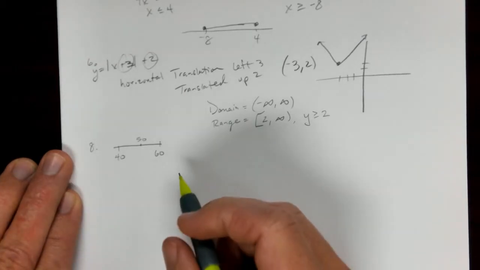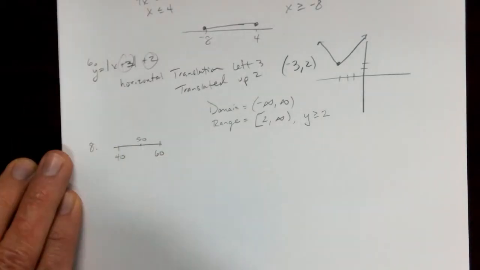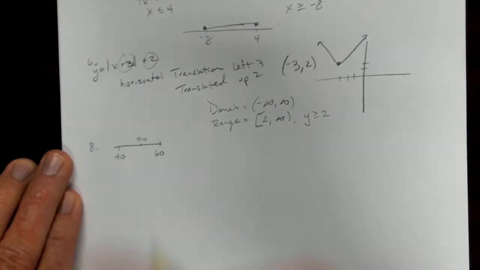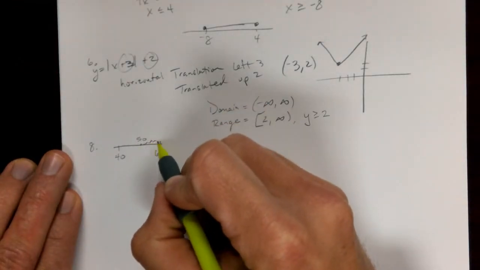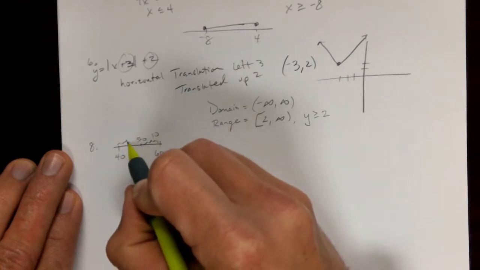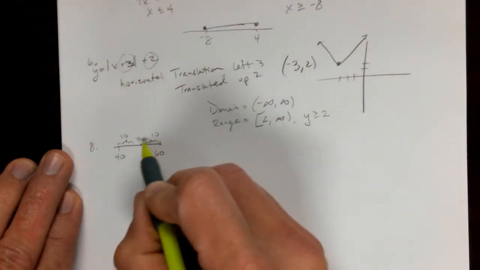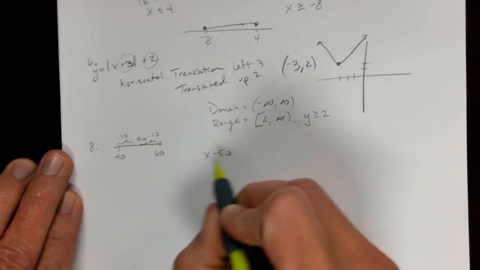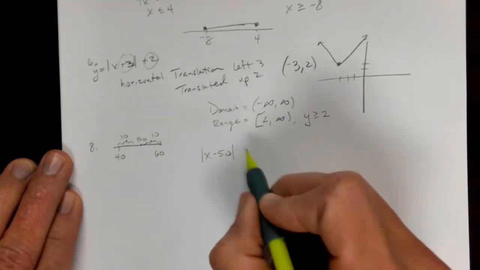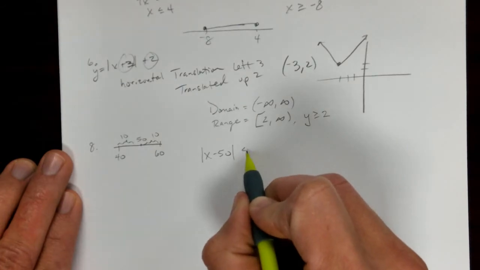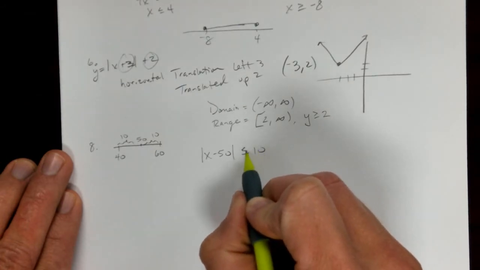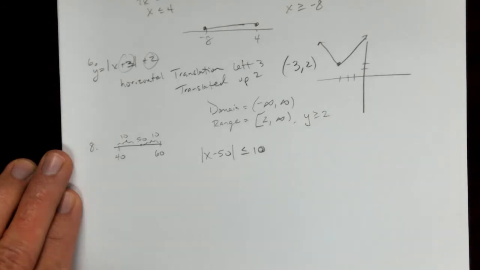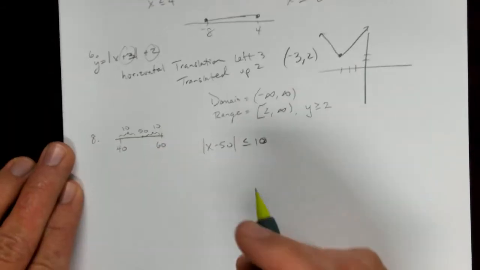All right, so now what I'm going to do, the difference between these two numbers is a difference of 10. Between these two numbers is a difference of 10. So the absolute value of x minus 50 needs to be less than or equal to 10.